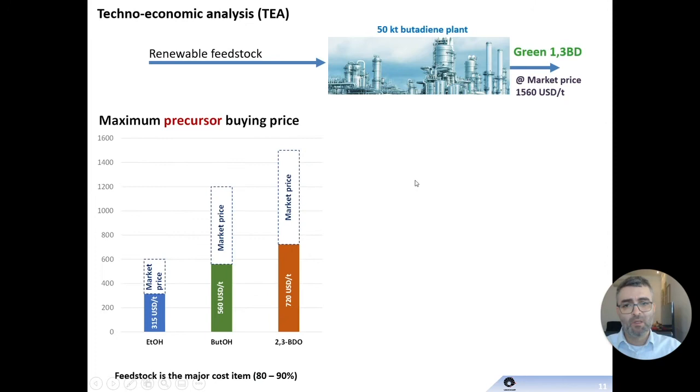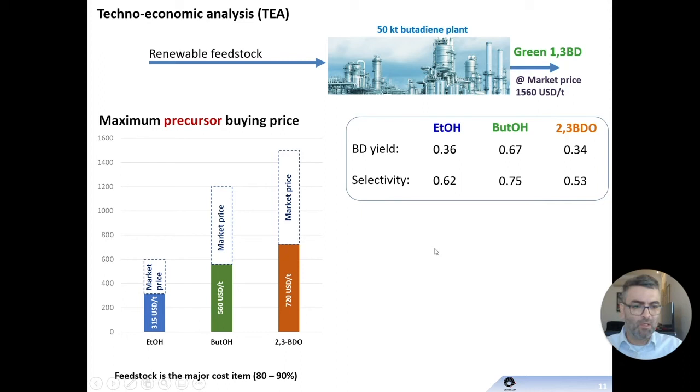If we take the point of view of the chemical company that is trying to be competitive and trying to sell green butadiene at market price, this company would have to buy either ethanol, butanol, or BDO at about half the market price in order to be able to sell butadiene at the current market price, that is about $1,500 a ton. The major reason for that is feedstocks, the major cost item, at about 80 to 90%, and the yields are still not that good, especially when we look at the ethanol and BDO routes.